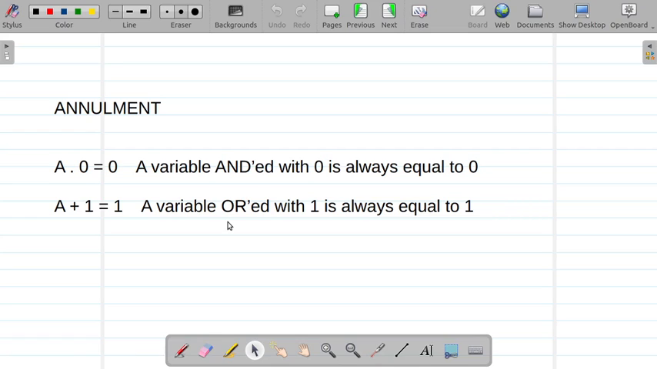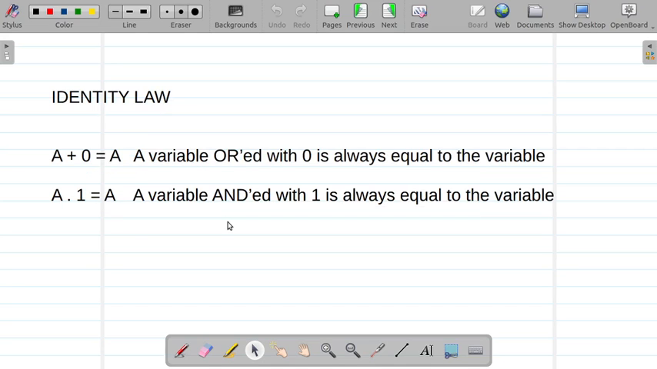So, muna siyang annulment. Next is identity. So, a variable or plus or with 0 is always equal to the variable which is a. So, and next is a variable and with 1 is always equal to the variable a.